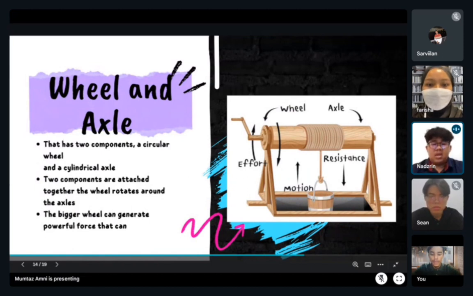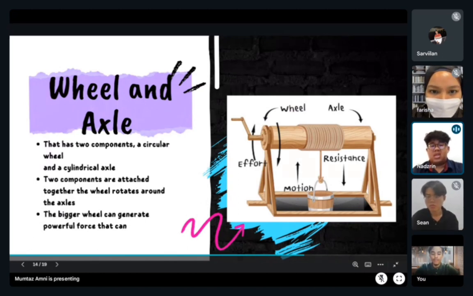Wheel and axle. That has two components. One is a circular wheel, and another is a cylindrical axle. Two components are attached together. The wheel rotates around the axle. The bigger wheel can generate powerful force. We can see at the photo beside how it works.